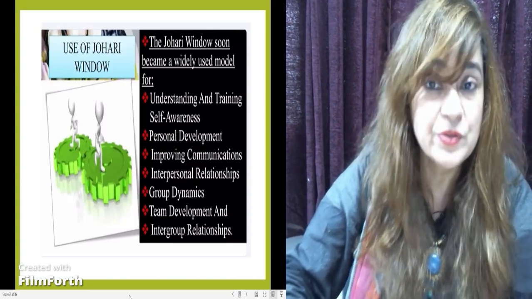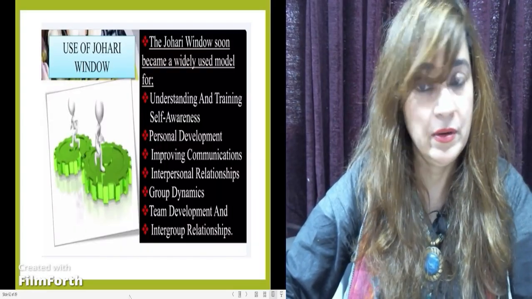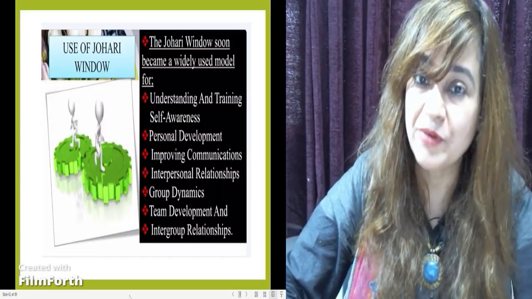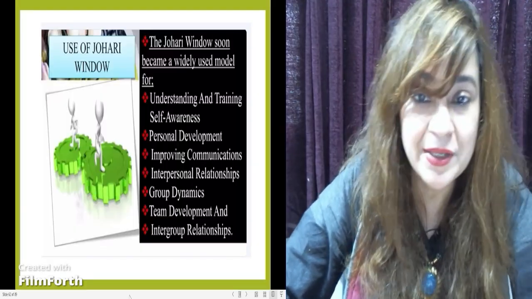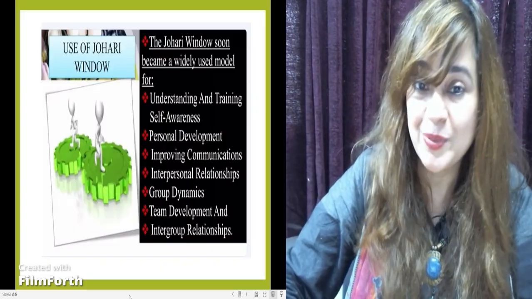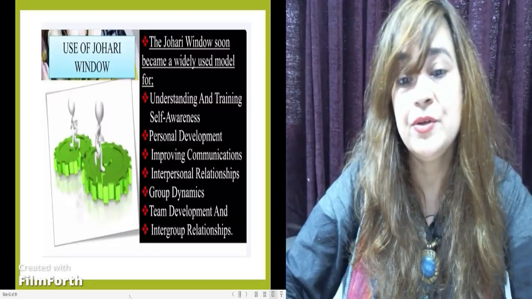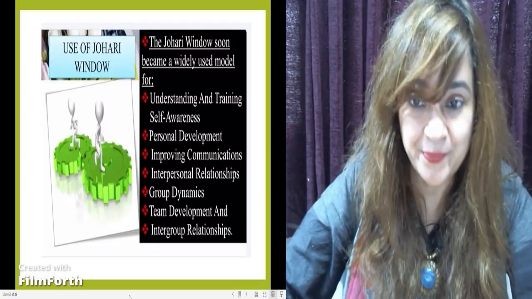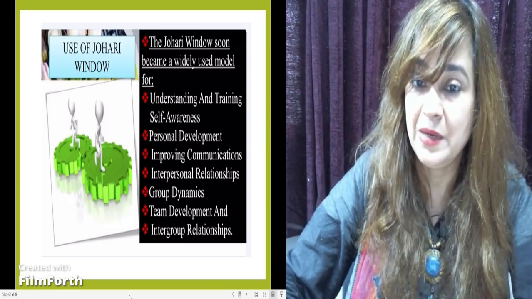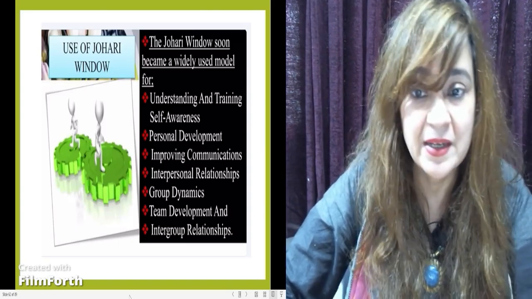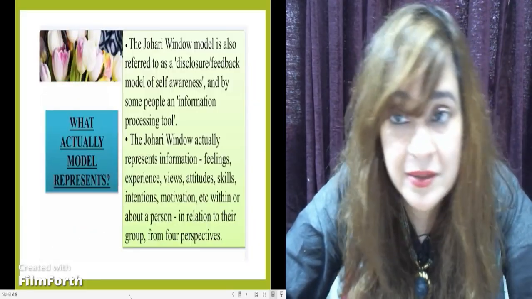For why we use this model, you need to understand that it is because we need to have training about ourselves. Then we also need to develop our personal self and improve our communication with others, and the interpersonal skills and group dynamics need to be improved upon. And we need to develop problem solving skills and teamwork amongst ourselves while in a professional setting. So it is an intergroup relationship. We need to actually understand what this is really all about.